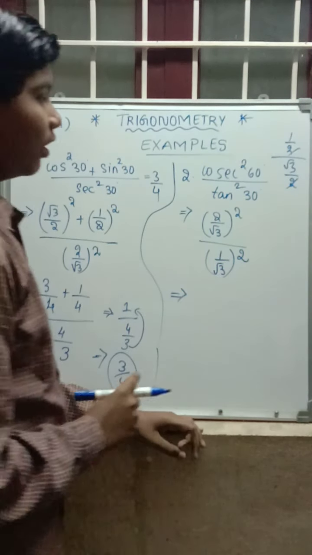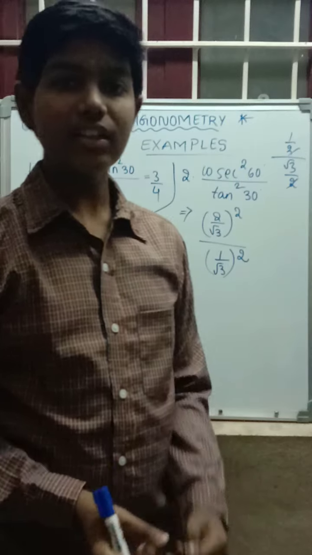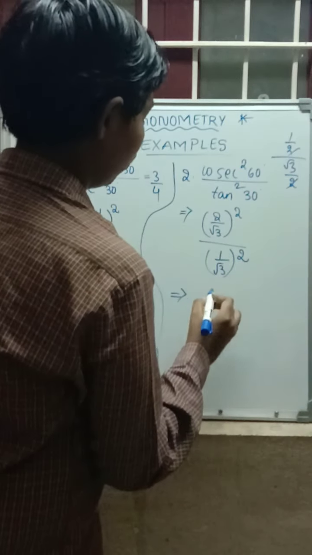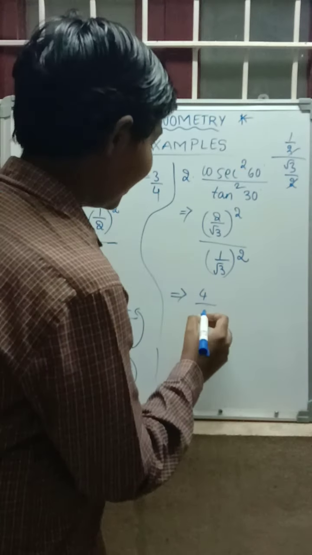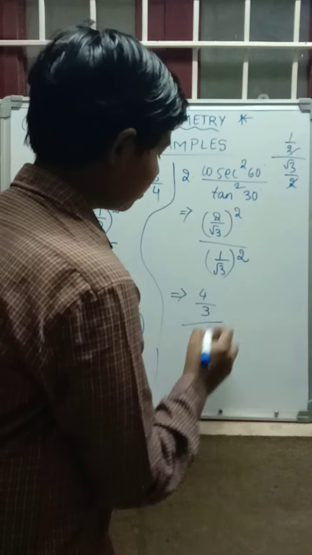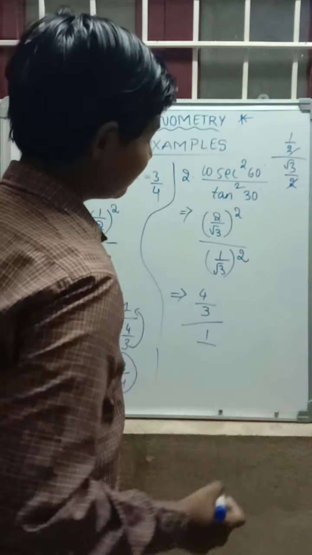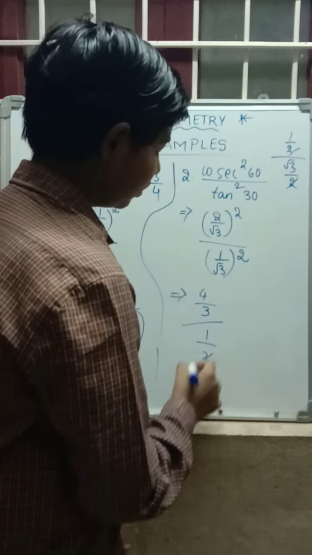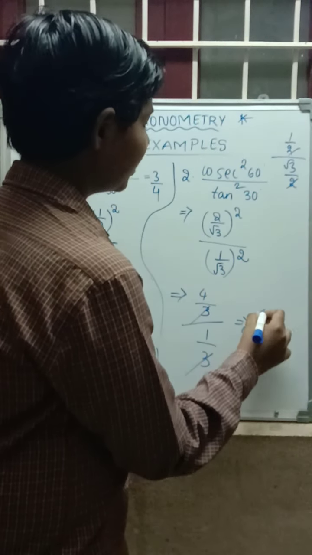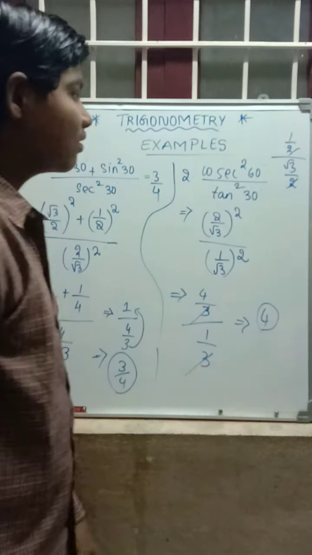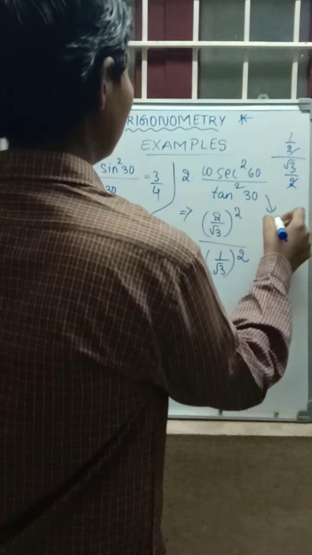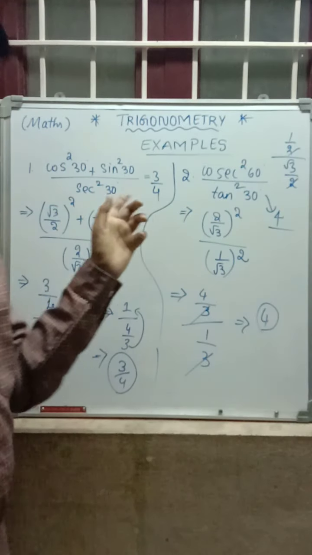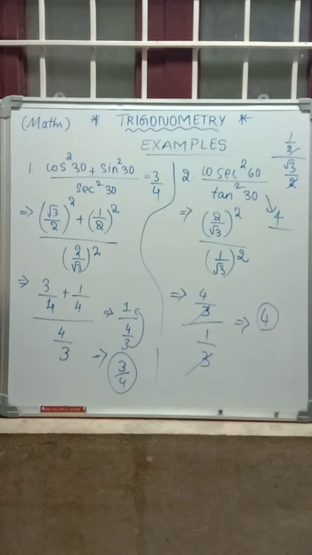2 square: for the numerator and denominator the square applies. 2 square is 4, 4 by root 3 into root 3, it is 3. 1 square is 1 by root 3 square, again it is 3. So 3 gets cancelled. The answer is 4. For cosecant square 60 by tan square 30, the value is 4. Now let's see another example.